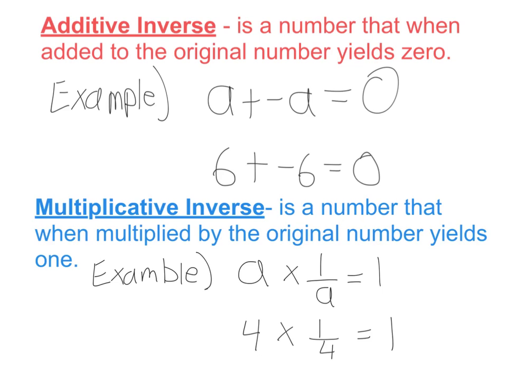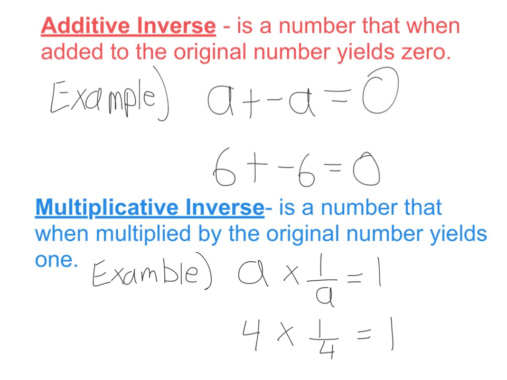The additive inverse is a number that when added to the original number yields 0. So if I have A plus negative A, it's going to give me 0. If I substitute in 6 plus negative 6, it is still going to equal 0.